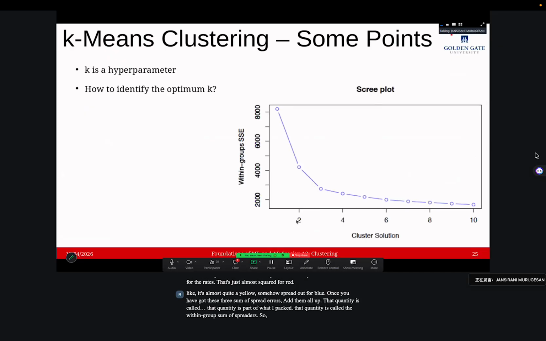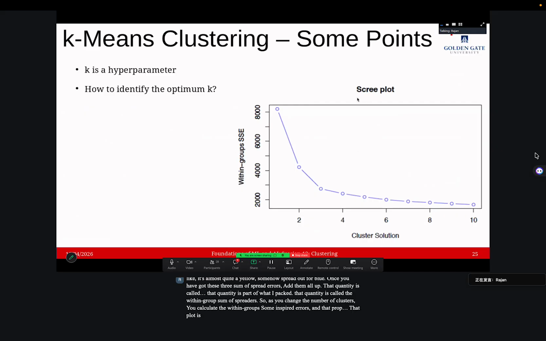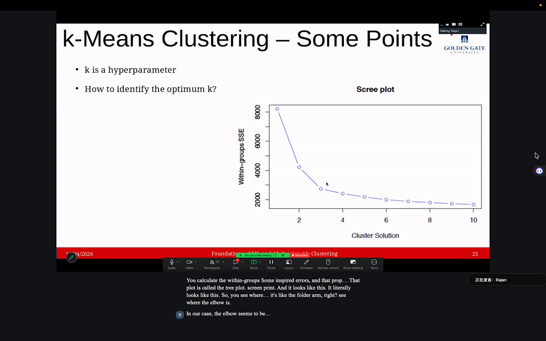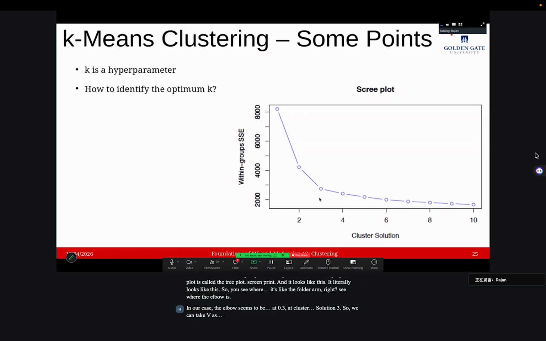As you change the number of clusters, you calculate the within group sum of squared errors, and that plot is called the scree plot. It will usually look like this. You see where it's like a folded arm, right? See where the elbow is. In our case, the elbow seems to be at cluster solution 3. So we can take 3 as our optimal cluster. Why? It's very simple.